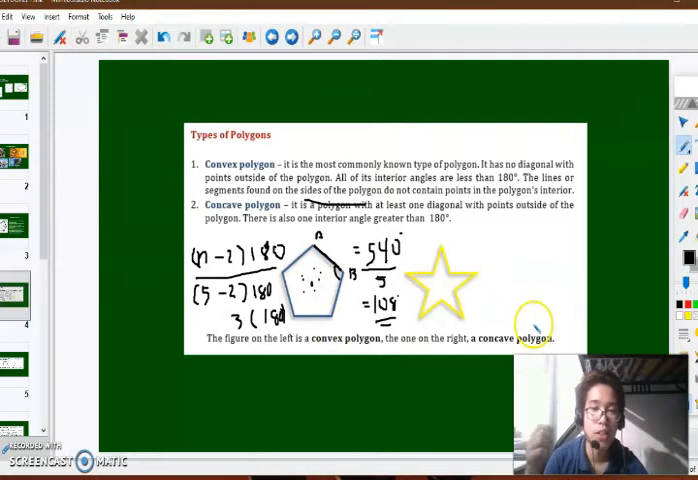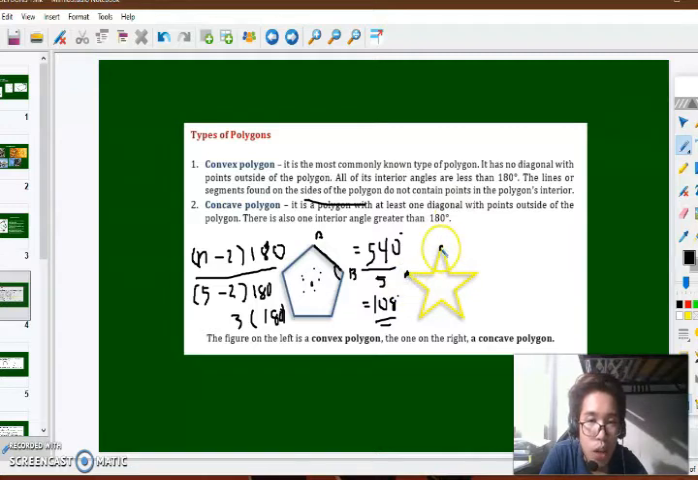Then we also have the concave polygon. It is a polygon with at least one diagonal with points outside of the polygon, and there's also one interior angle greater than 180 degrees. Here, we have a star figure, or a 1, 2, 3, 4, 5, 6, 7, 8, 9, 10, a 10-sided polygon, and we can also call that a decagon. So a star can be a decagon. And what we have here has at least one diagonal with points outside. So what does that mean?